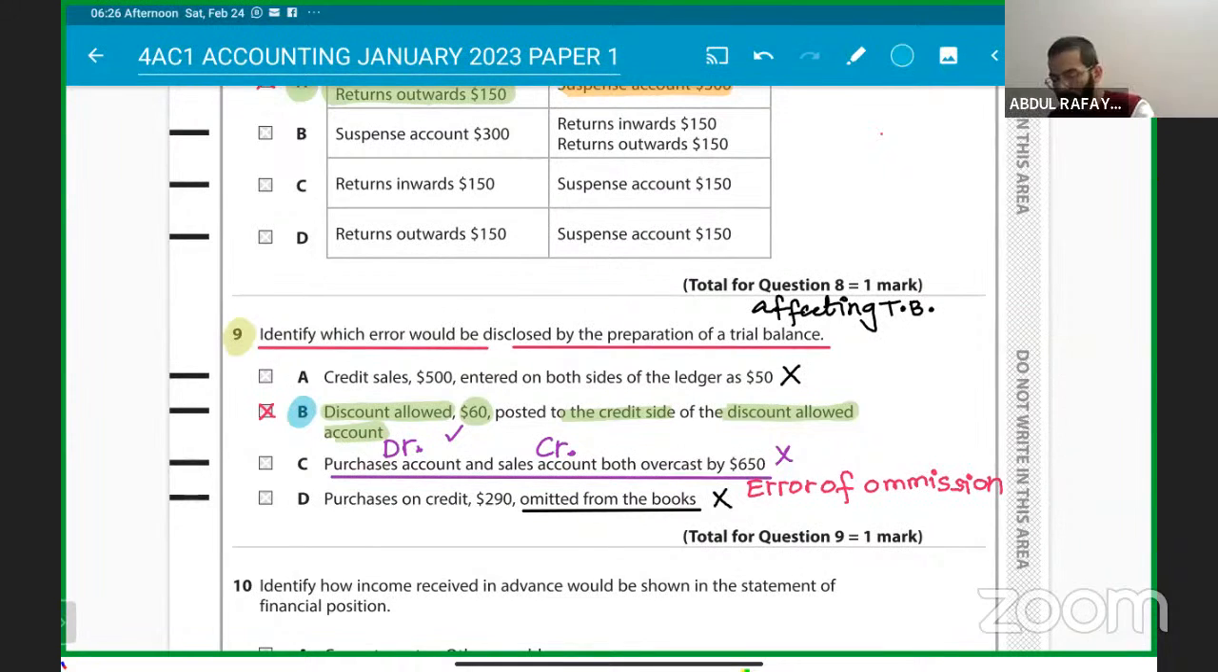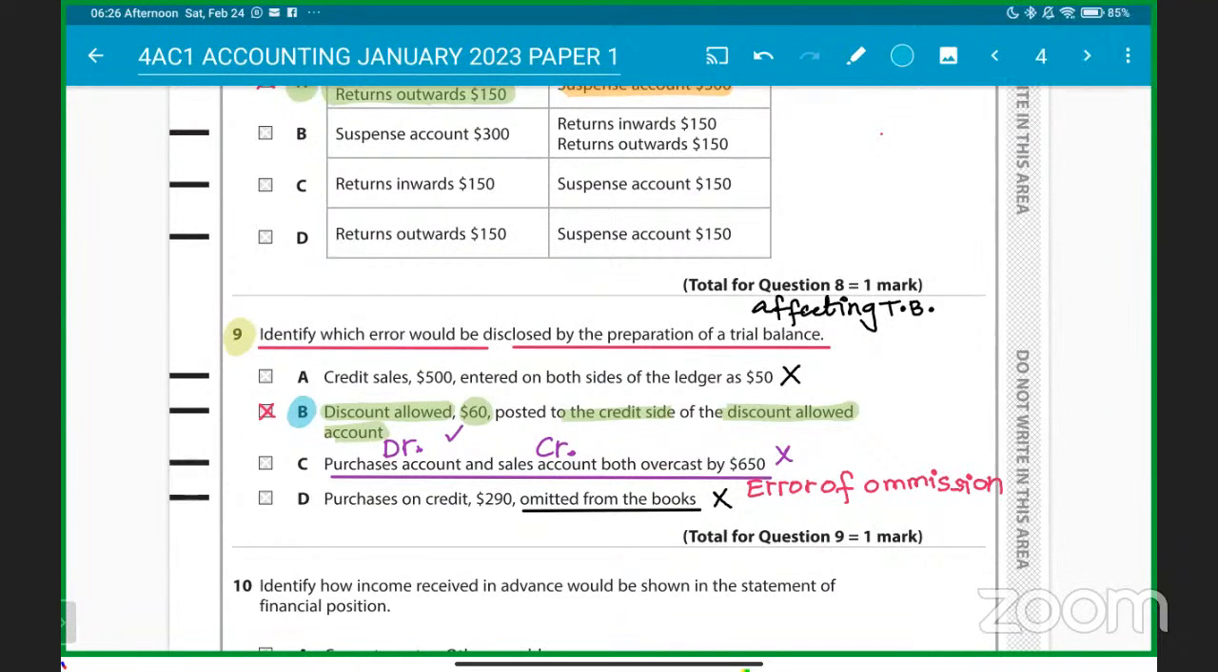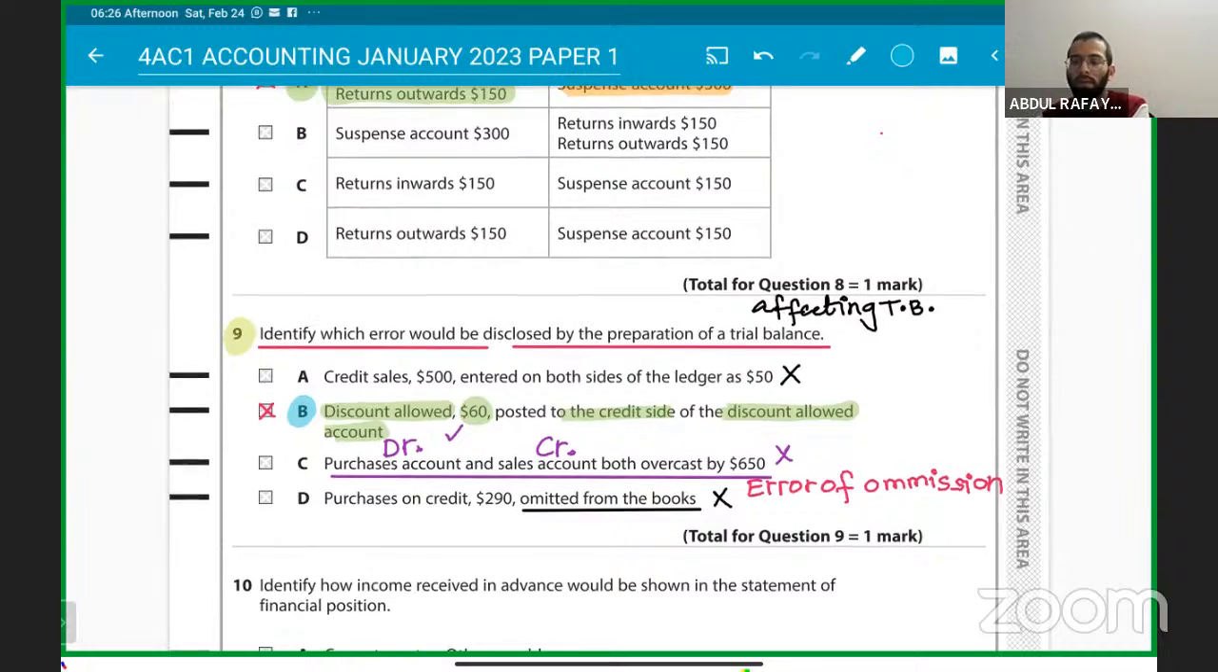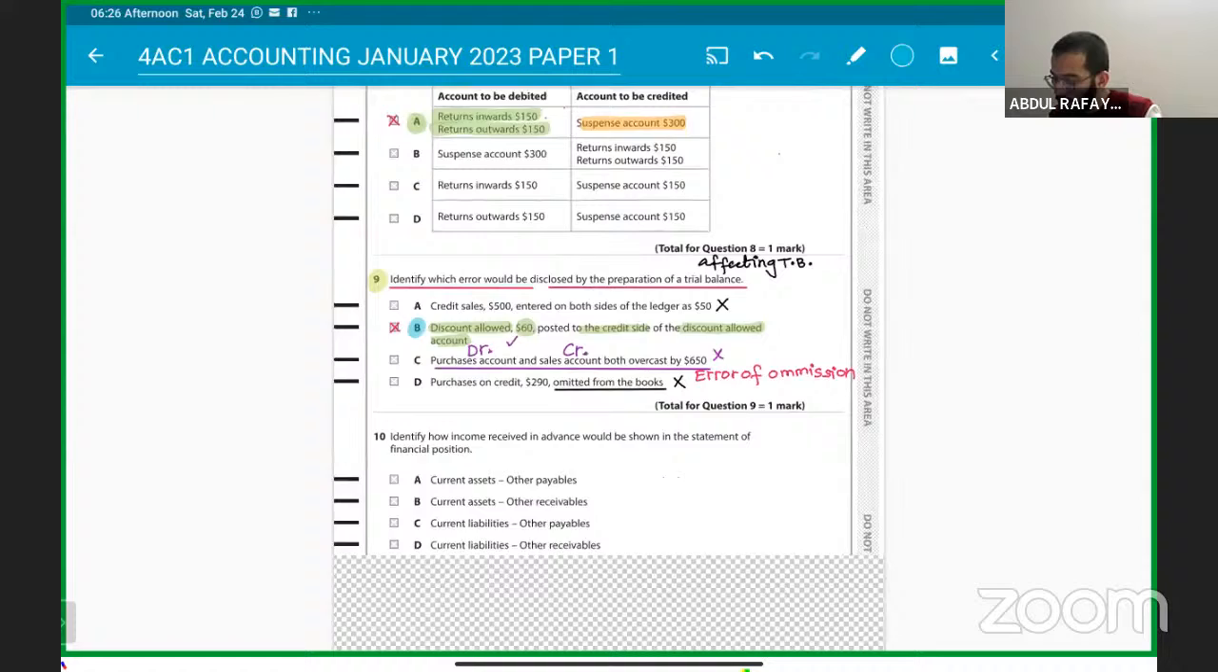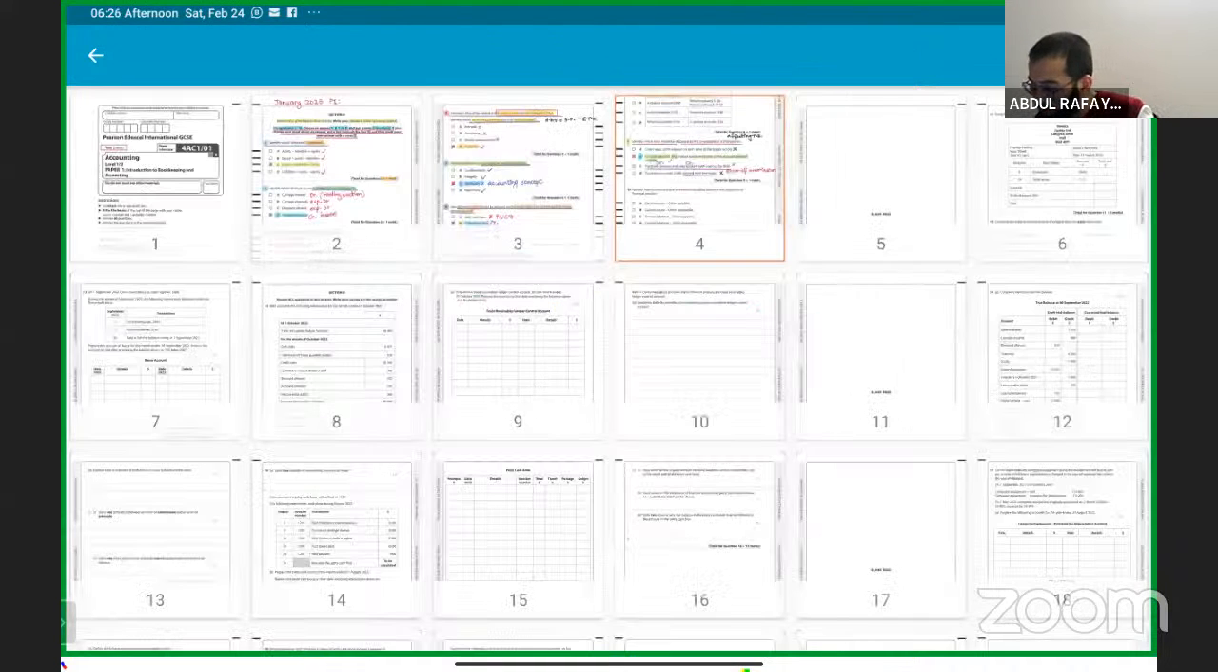Sure, no problem in that. Any questions, any issues? Clear on that? No problem, right? So question number 9 is done. 8, 9 we have done. Let's talk about question number 10. Understood? Following with me?